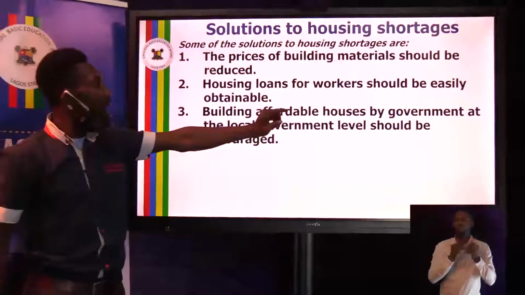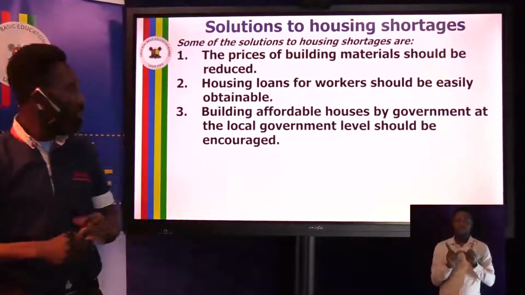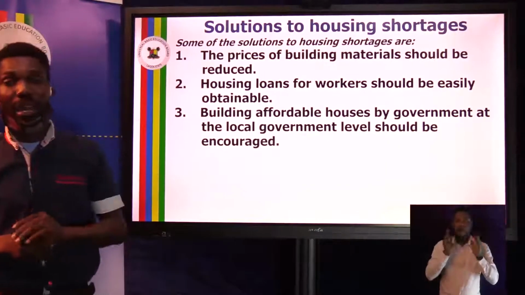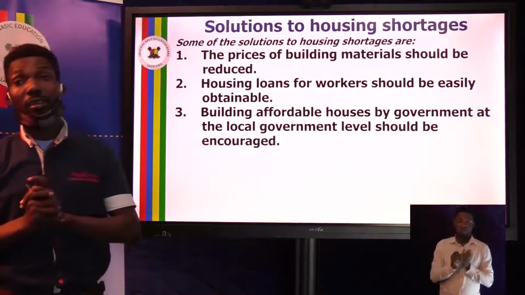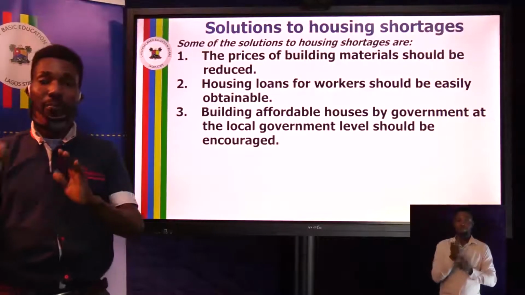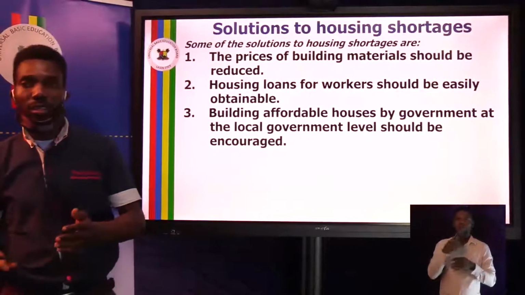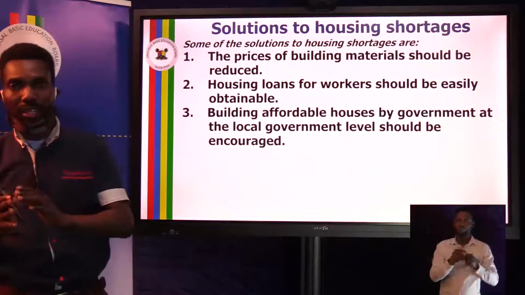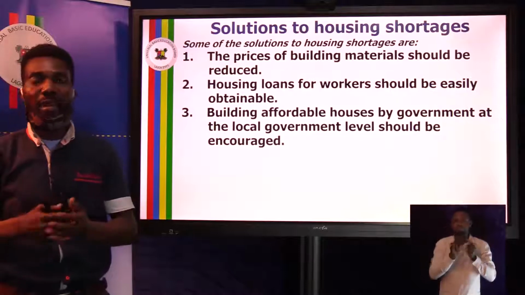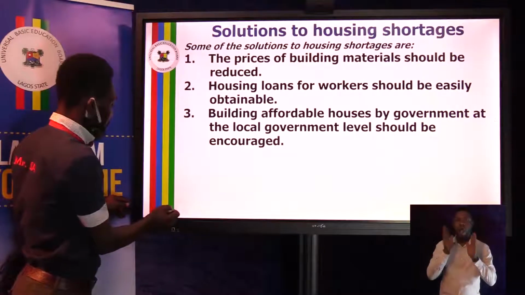Next is building affordable houses by government at the local government level should be encouraged. Although Lagos State government is doing its best in ensuring that people own houses, what we are saying here is at the local government level too, they should step up their game. They are doing the same thing, but if we can increase the housing units they provide every year, it will help in providing a solution to housing shortages.